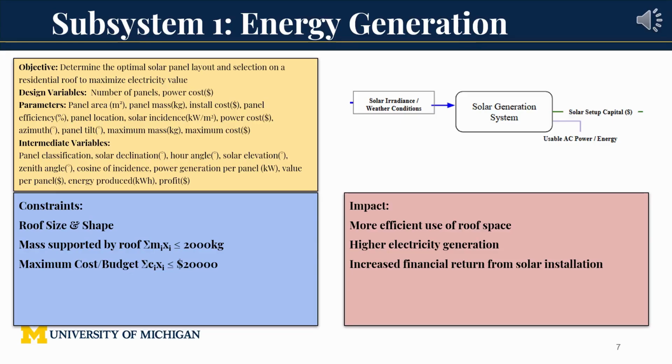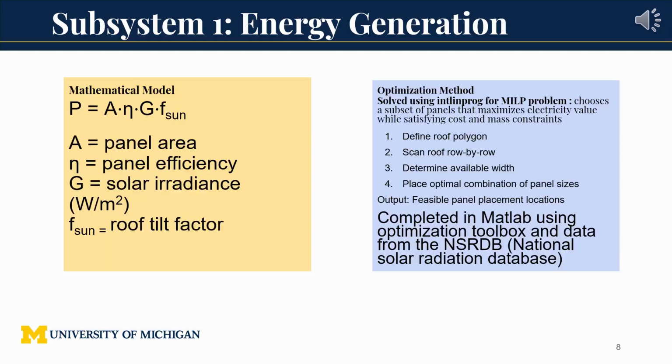The system is subject to important constraints, including the physical roof size and shape, a maximum supported mass of 2,000 kilograms, and a total budget limit of $20,000 for reference. The overall impact of this work is a more efficient use of roof space, increased electricity generation, and improved financial returns from solar installation. On this slide, we present the mathematical model and optimization approach.